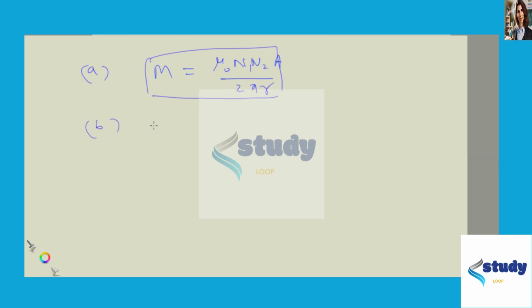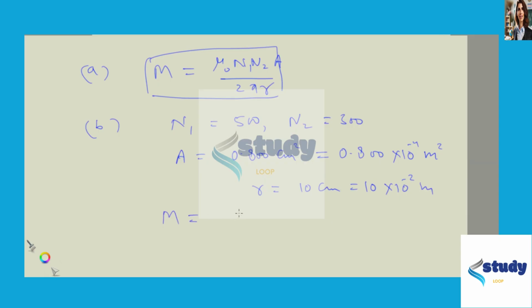Now, in the second part of the problem, we have been given the values of these parameters. N1, the number of turns in the primary toroidal solenoid, is 500. N2 is 300. Area of cross section is 0.800 centimeter square, which can also be written as 0.800 into 10 raised to power minus 4 meter square, and radius is 10 centimeter or 10 into 10 raised to power minus 2 meter. So the numerical value of mutual inductance will come out to be, for mu naught, 4 pi into 10 raised to power minus 7.